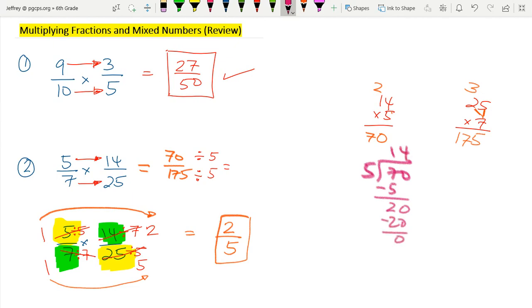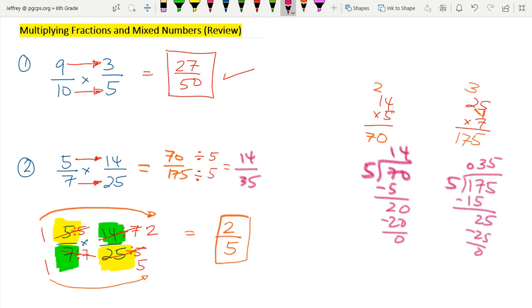So now it's going to be 14 over, now let's do long division for 175 divided by 5. So 5 can go into 1 0 times. 5 can go into 17 how many times? 3 times. So that's going to be 15. Then subtract that. It's going to be 25. 5 can go into 25 5 times. It's going to be 25. So the answer is 35. It's going to be 14 over 35.